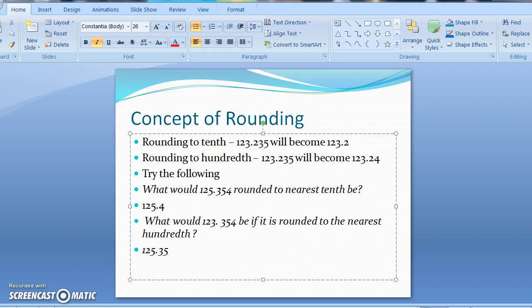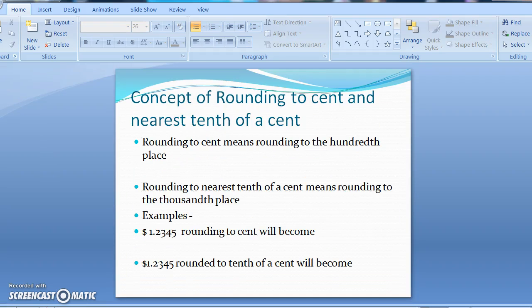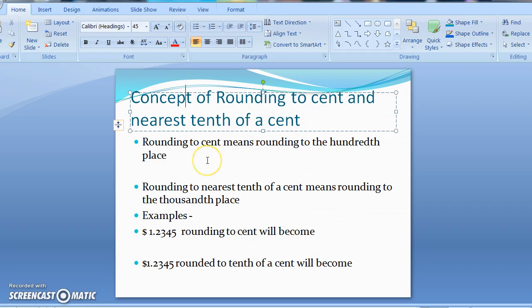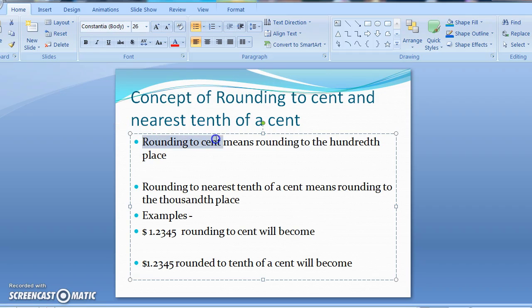Now we are armed to tackle this problem. Alright, great. Let's see the problem. Okay. Oh wait, sorry. We have one more concept. Concept of rounding to cent and nearest tenth of a cent. Okay. As we've seen, the two statements have these words. Let's see. Rounding to cent means that we are rounding to the 100th place.